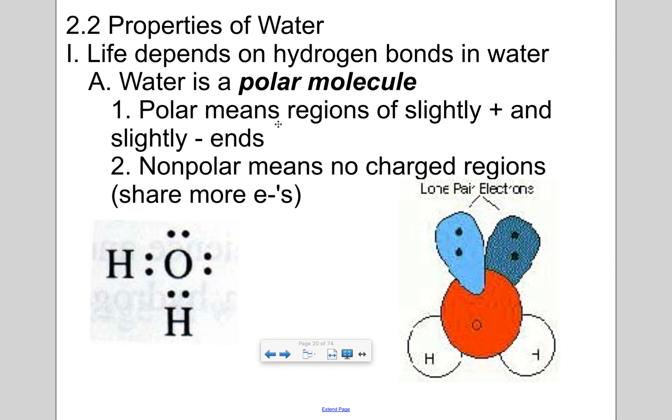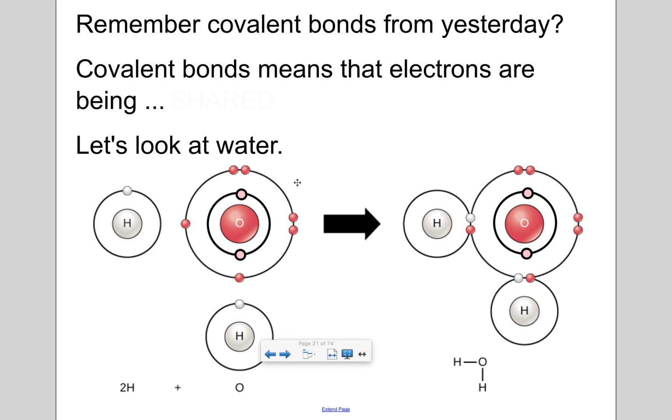So we're going to talk a lot about these hydrogen bonds here, but water, first off, is a polar molecule, which means it has a slightly positive and negative end. It's kind of like a tiny little magnet. Nonpolar means that there are no charged regions, and they tend to share their electrons more equally. Here with polar, that means they're going to share their electrons unequally. So remember our covalent bonds from what I just mentioned a few minutes ago. Covalent bonds mean that those electrons are being shared.